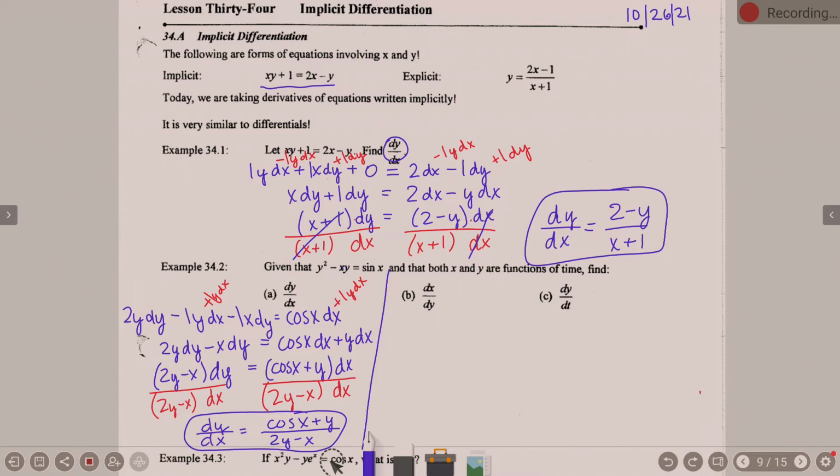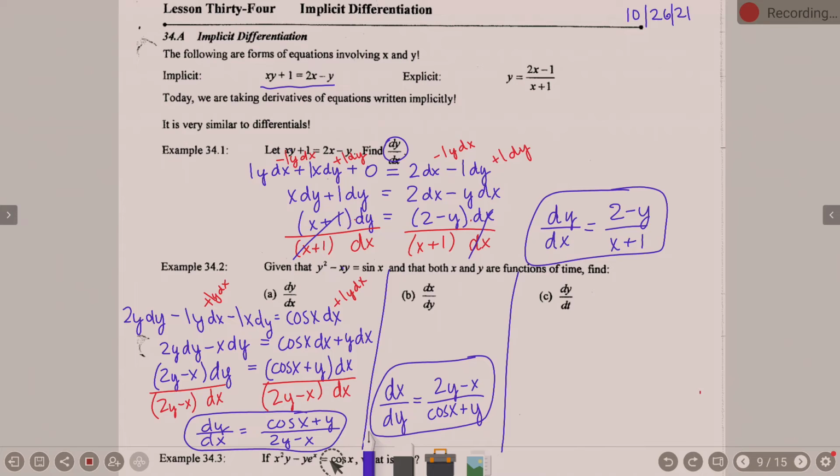B. What's B asked me to find? dx dy, right? We had dy dx. We need to find dx dy. Do we have to do all the work here? No. You can go as easy as saying, well, if dy dx was that, then dx dy is going to be 2y minus x over cosine x plus y. You can just do an exact flip, and that saves me a little bit of time, doesn't it? And room, because I wasn't going to have room. And you guys don't want to work all those steps out again.